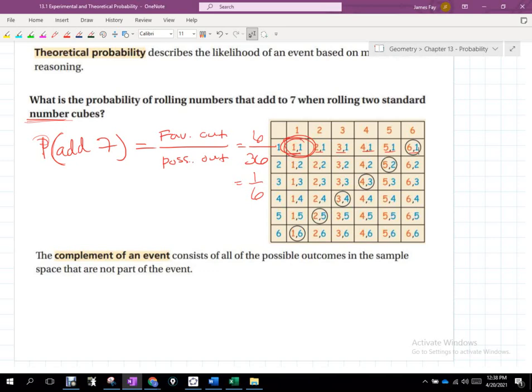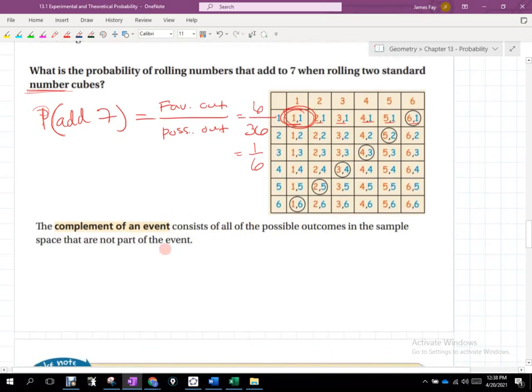Okay? So what we do when we go with complements consists of all the possible outcomes in the sample space that are not part of the event. And what that means is that the probability of a complement is equal to 1 minus the probability of the event.